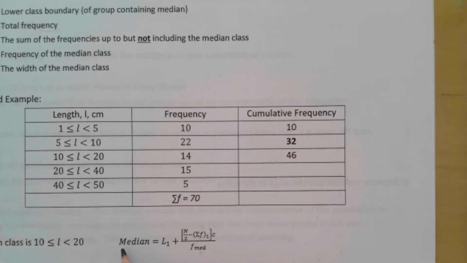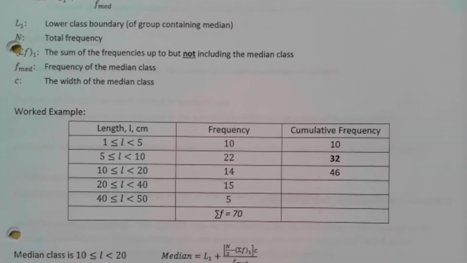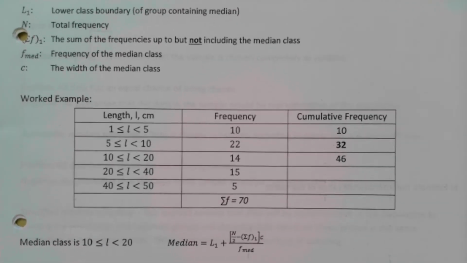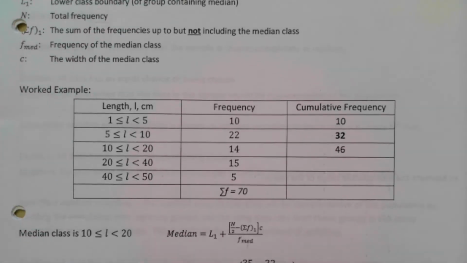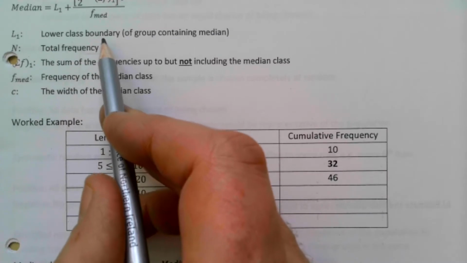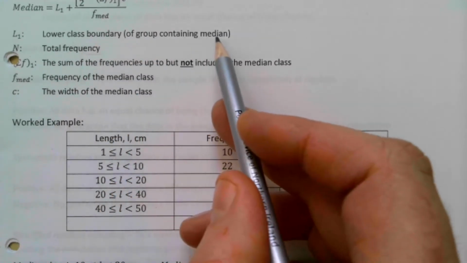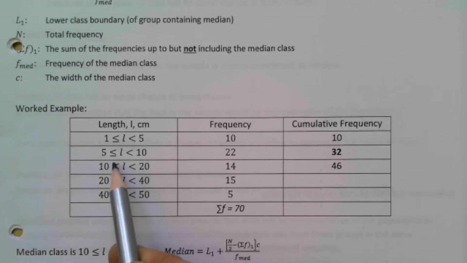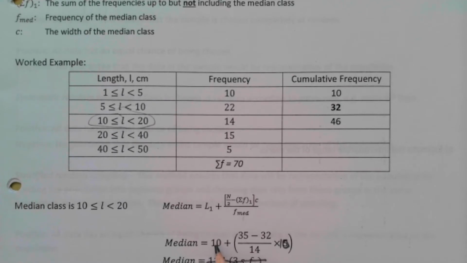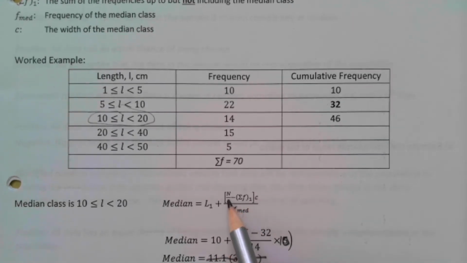So here's the way the formula is going to work out. Median is L1 plus n over 2 minus sigma f1, over f med. I'll just talk you through each of these as we go. Hopefully you can see enough information from the stuff above. So L1 is the lower class boundary of the group containing the median. So here's the group with the median. Lower class boundary is obviously 10, so I've put a 10 in here. n over 2, dead easy, so it's 70 divided by 2.